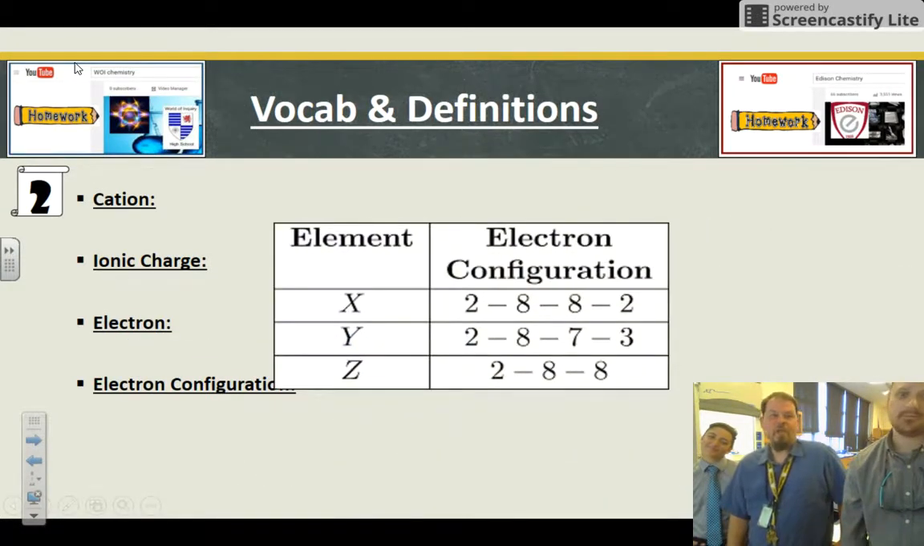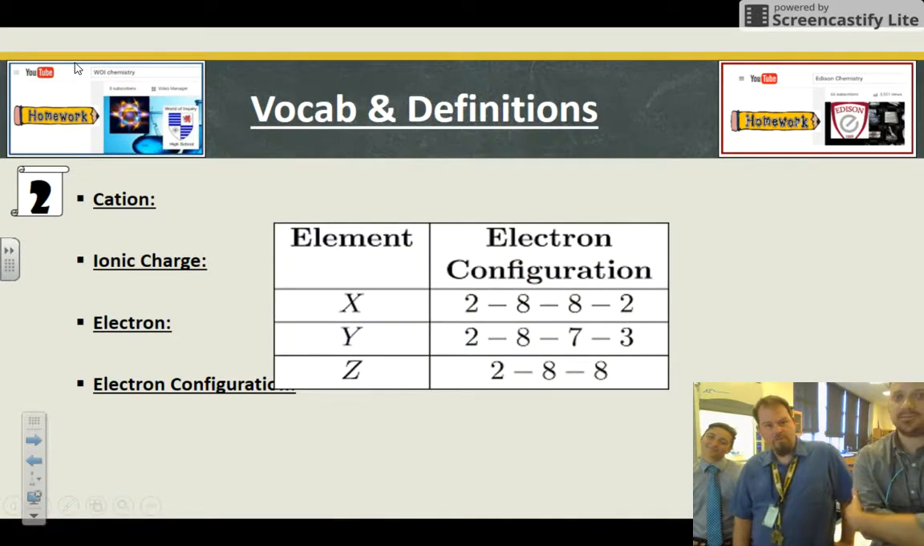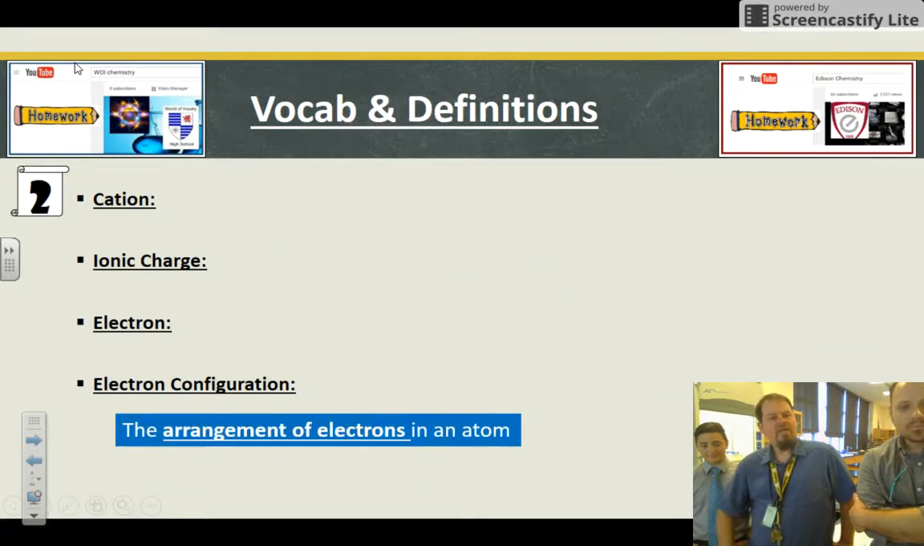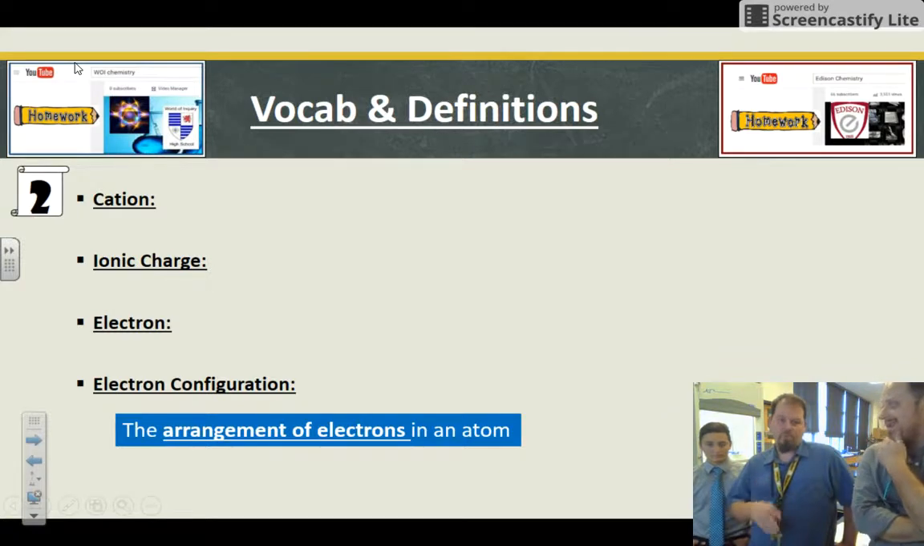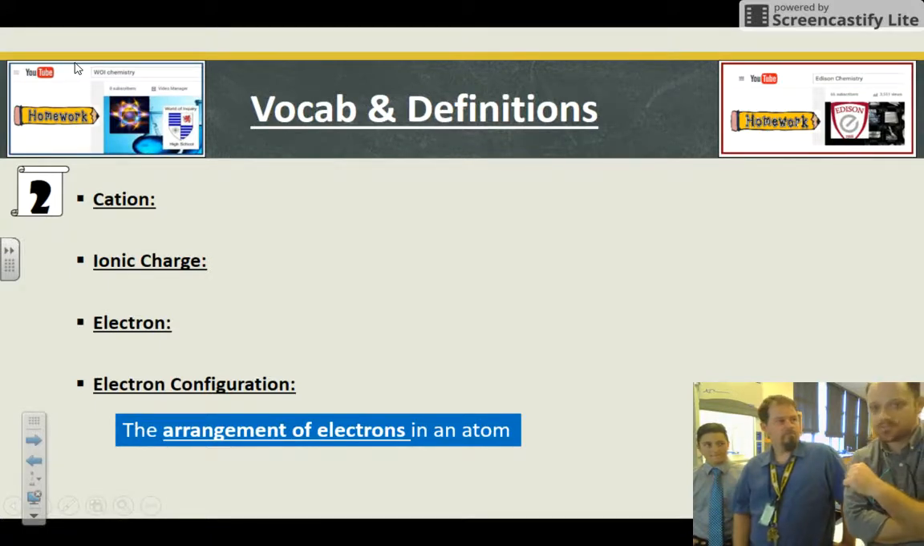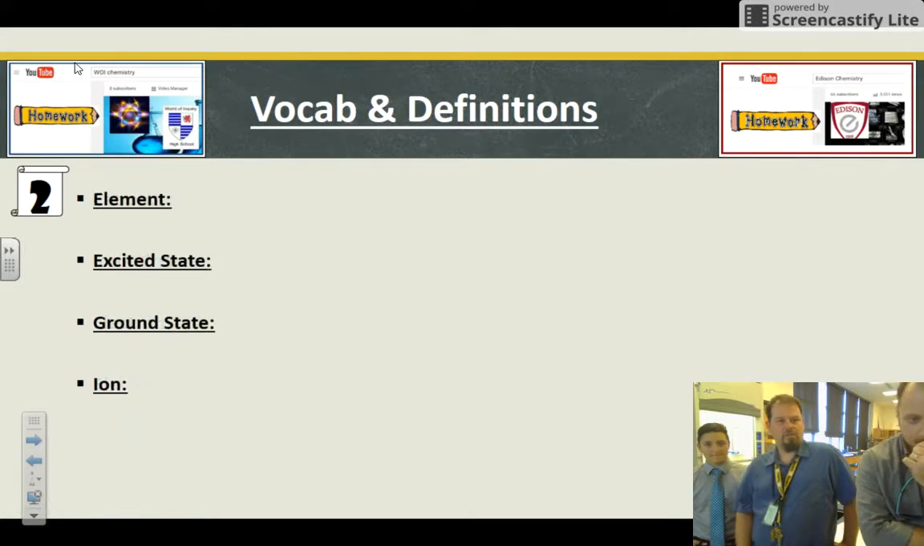Electron configuration. We will use the periodic table to get numbers like this here, the 2882. And this tells us the arrangement of electrons in the atom. Heads up, those were not subtraction signs. Those were just space holders. And we will learn how to read what that electron configuration is. It's going to tell me not just how many electrons, but where. This is their address. It's very much like an address.